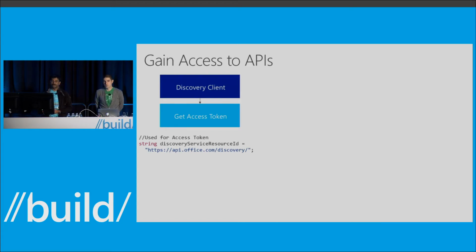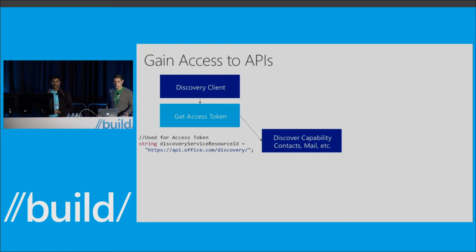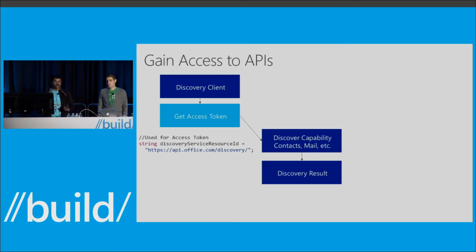So using that resource ID, you authenticate and get the access token. Once you have the access token, you can use the Discovery Service to discover the capability that you're looking for, right? So you could say, give me the capability calendar, or you could say, discover all the resources that my app has access to. Depending on that, it could return a collection, or it could just return one, and then that is a discovery result.